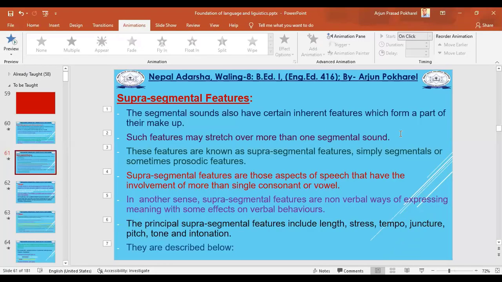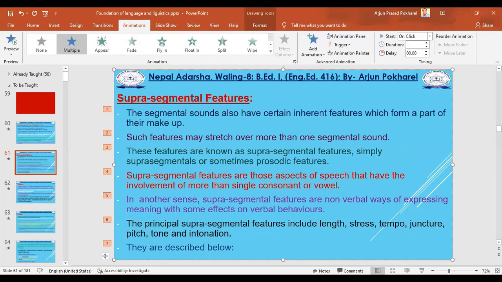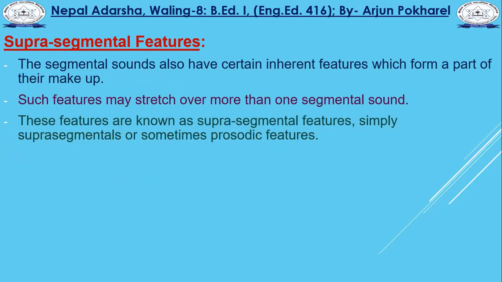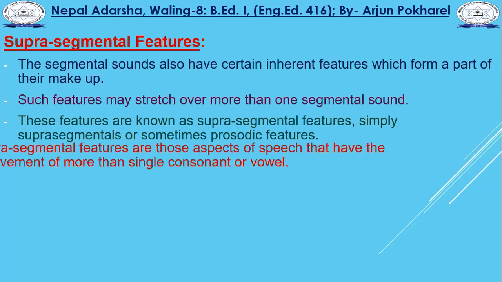You can read it here: suprasegmentals, or sometimes prosodic features. These features are also known as suprasegmental features, or simply suprasegmentals, or sometimes prosodic features in the literature. People say prosodic features, but sometimes we simply say suprasegmentals only. Most of the time, the term used for such a feature is suprasegmental feature.